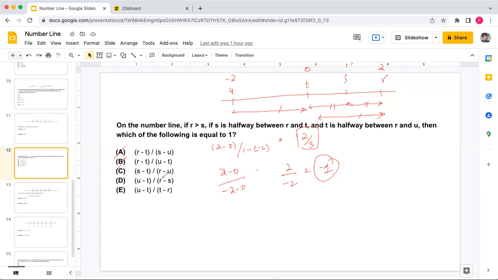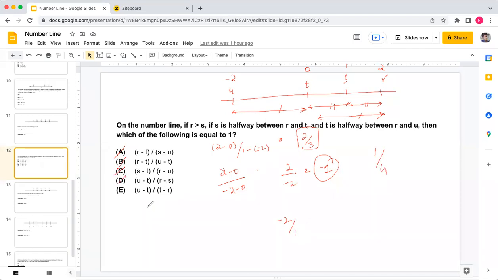Third one is S minus T. S minus T is 1 and U minus T is -2. That will be -1 by 2. Oh, sorry. S minus T is 1 and R minus U is 4. So the third one is 1 over 4, which is also not possible. Next one is U minus T, which is -2, divided by R minus S. That is 1. So this is also not possible.